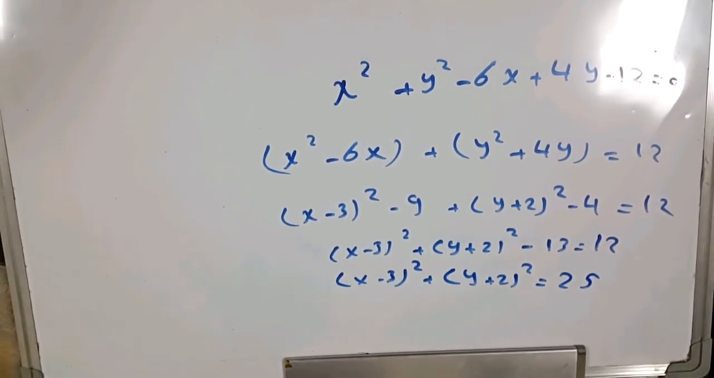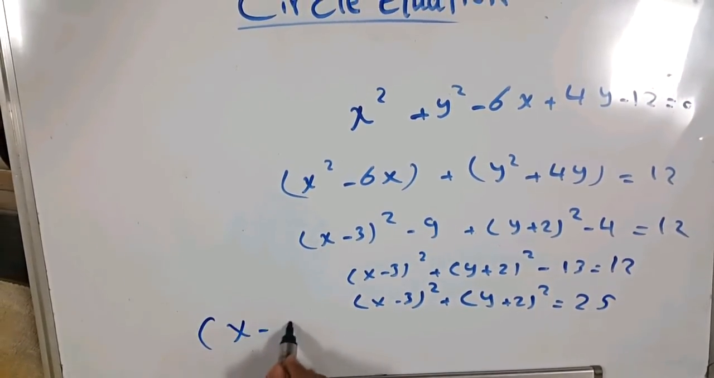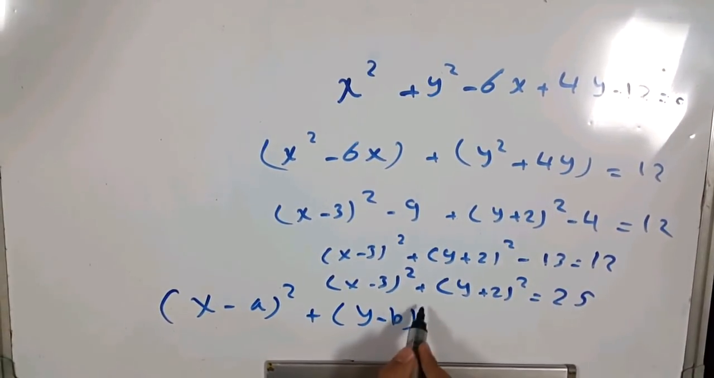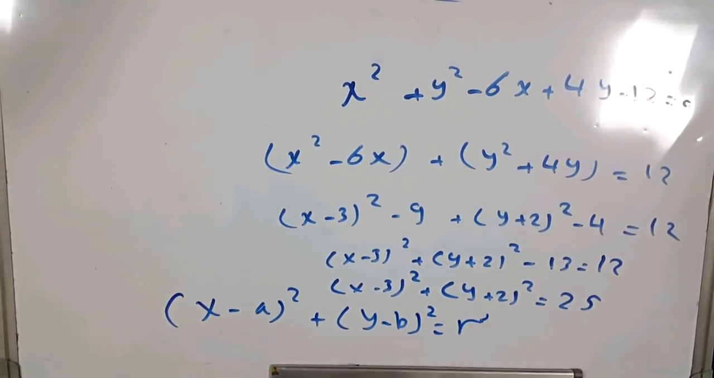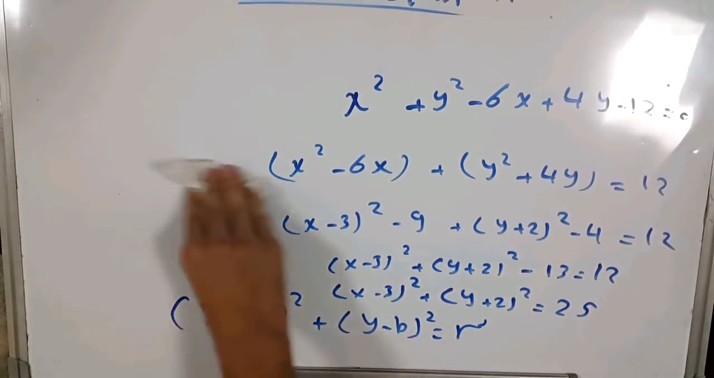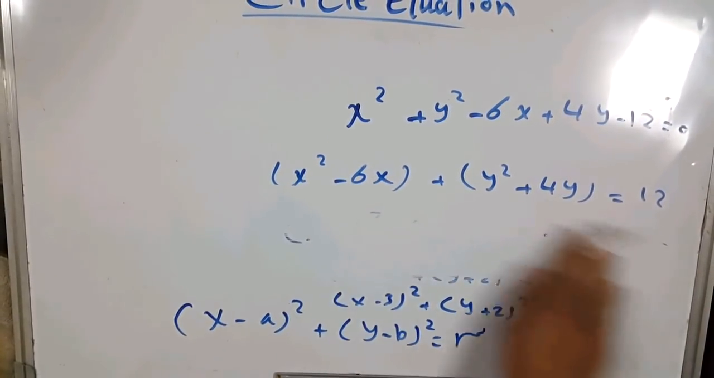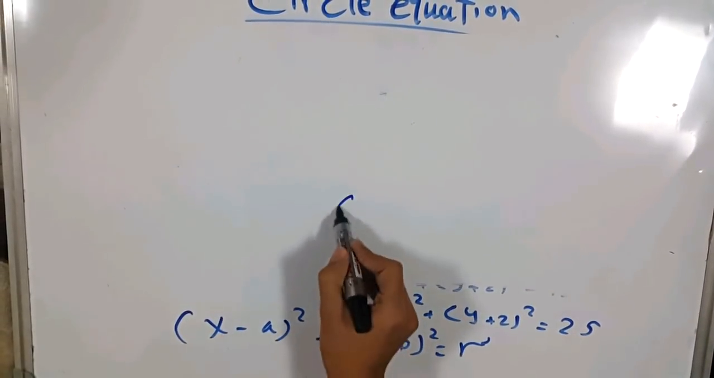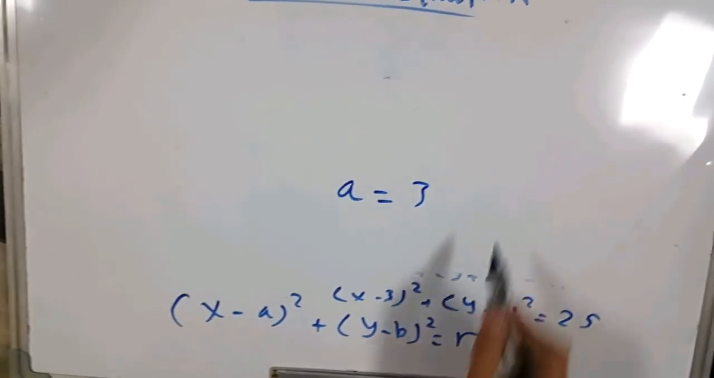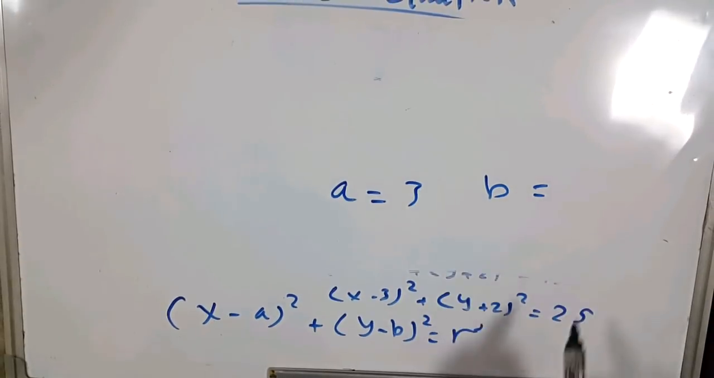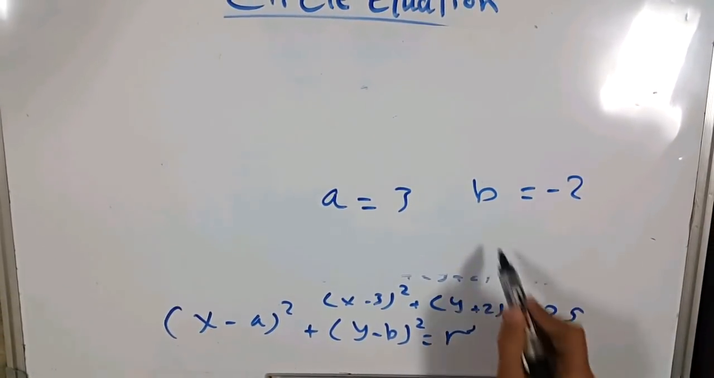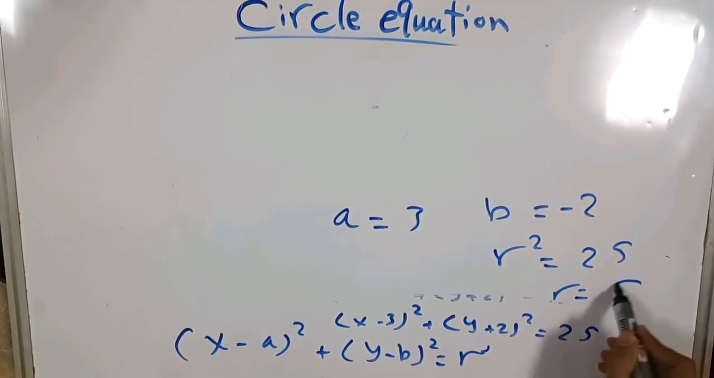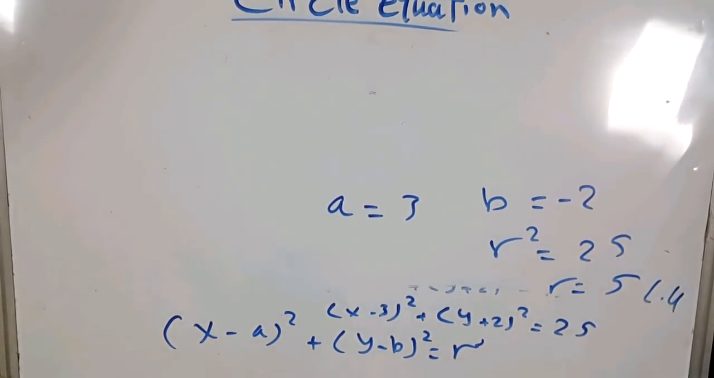So we will also get back to the general formula, which says (x minus a) squared plus (y minus b) squared equals r squared. I'll just erase this part so I can continue the formula here. As I get from here, a equals 3, b equals negative 2, and r squared equals 25. So r equals 5 length units.